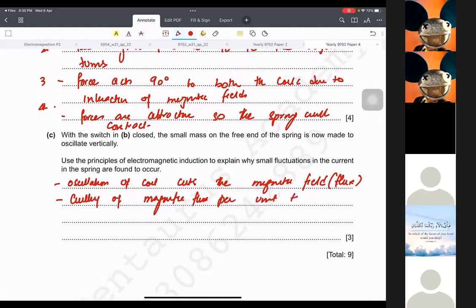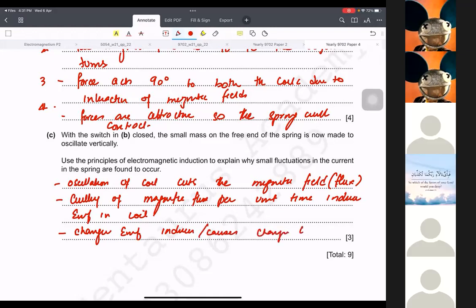per unit time induces EMF in coil. Then because there is a changing current, right? So there's small fluctuation. So changing current or changing EMF, let's say, changing EMF induces or causes changing current in the coil. All right, that's all. Let me know if you have a question.